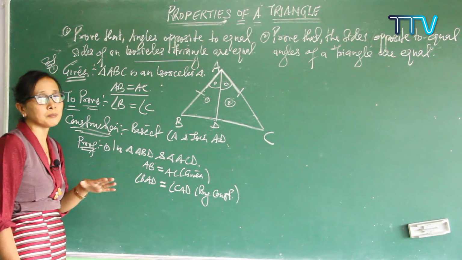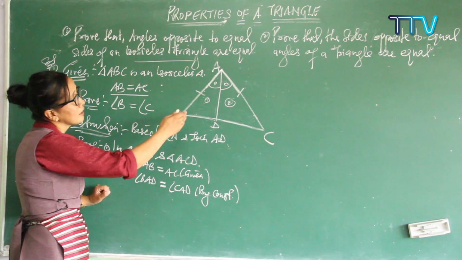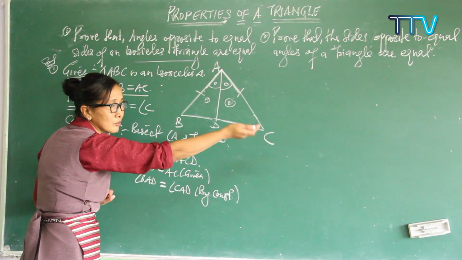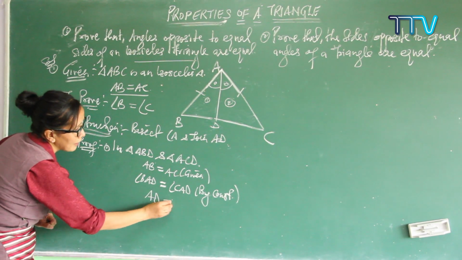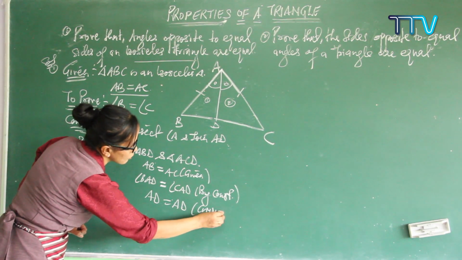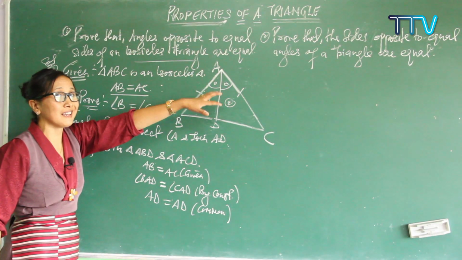And what will be the third part? Now see here, are there any other parts which are equal to each other? AD belongs to this triangle, and AD also belongs to the other triangle. So AD is common to both triangles. Let's write it down: AD is equal to AD. You can write common. So now, did you get it? Out of the six parts, three parts are exactly equal to each other.